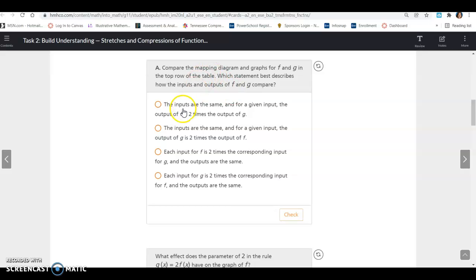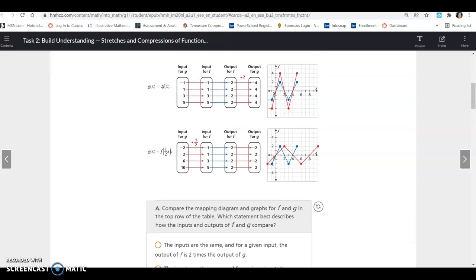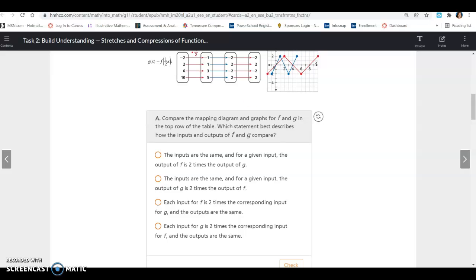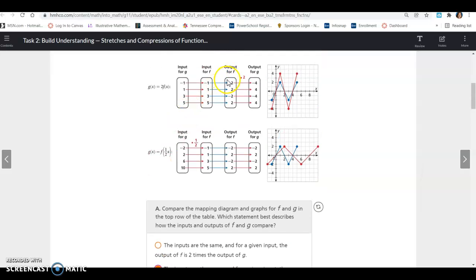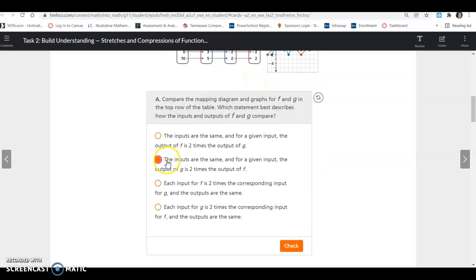All right, so the inputs are the same. And for the given input, the output of g is 2 times the output of f. Again, f times 2 equals g. See, we're taking f, we're multiplying it by 2, so you just got to be careful with the wording. The inputs are the same, and the output of g is twice f.